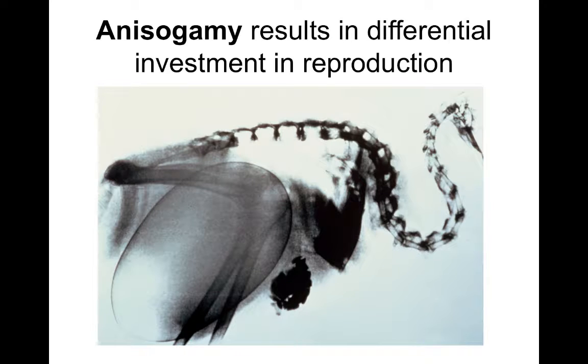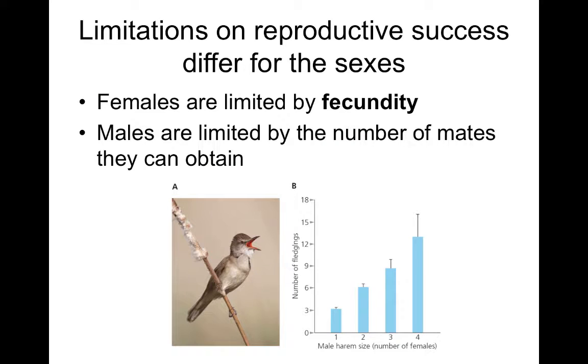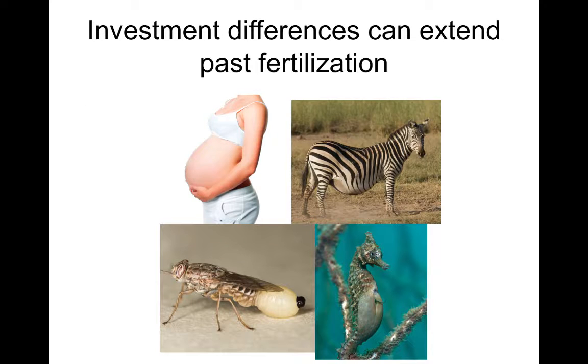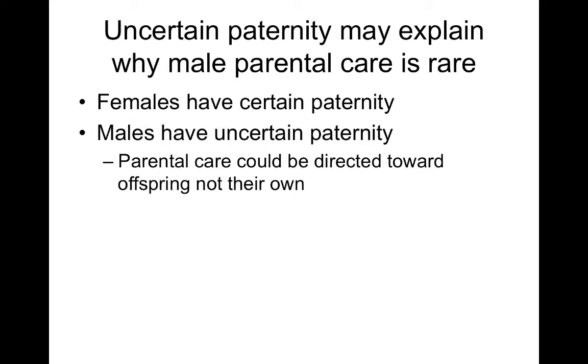This is the differential size of sperm and eggs, or pollen and eggs, in animals and plants. So females are ultimately limited in fecundity by the number of eggs they produce, while males are usually limited by the number of mates they can obtain. And these differential investments can extend long beyond fertilization, particularly in organisms like humans that have extensive parental care, or also in pipefish. There's another complication that I did not cover in class.